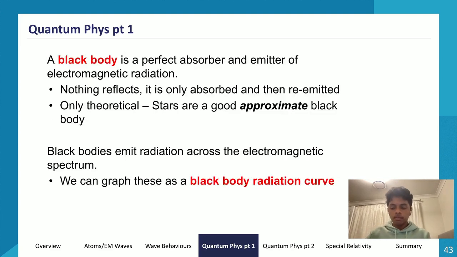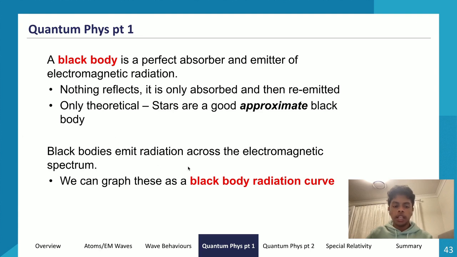So what is a black body? You need to know what a black body is because it's in red now. A black body is a perfect absorber and emitter of electromagnetic radiation. So nothing is reflected from a black body. It is only absorbed and then re-emitted. So no wavelength of electromagnetic waves is reflected. It is absorbed and then re-emitted. The thing with black bodies is they're only theoretical. There is nothing that perfectly absorbs and re-emits. Stars are a good approximation of black bodies.